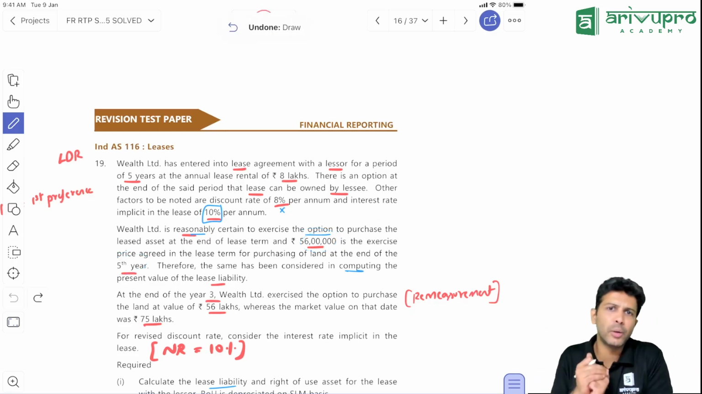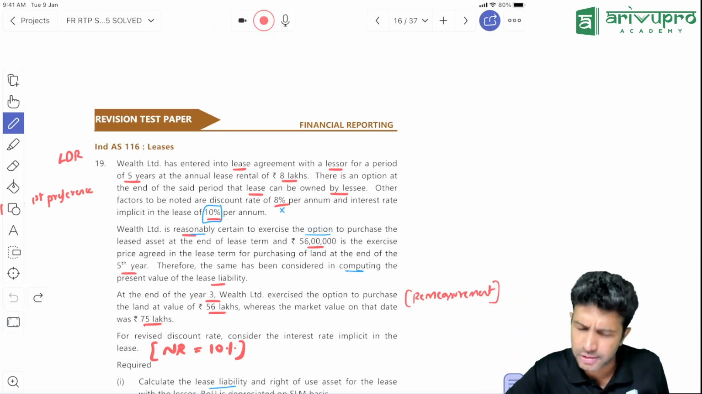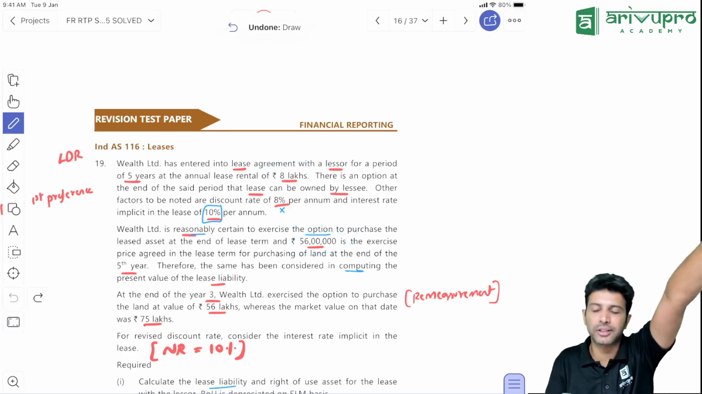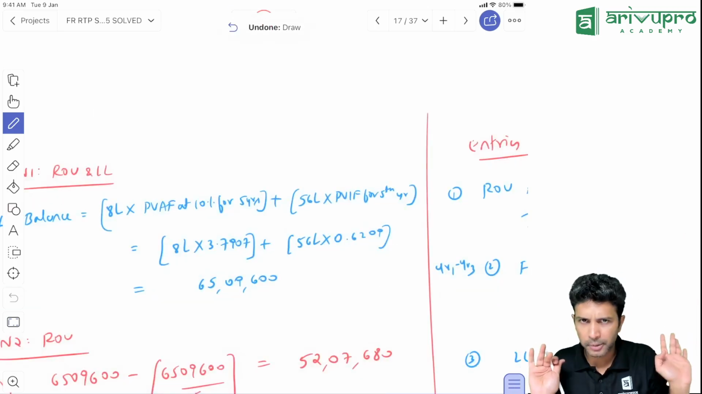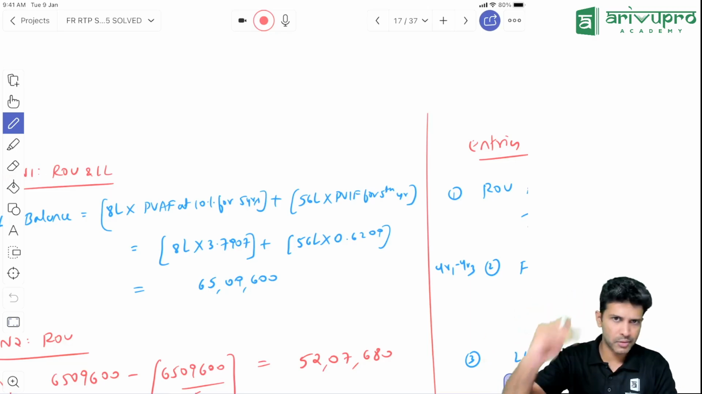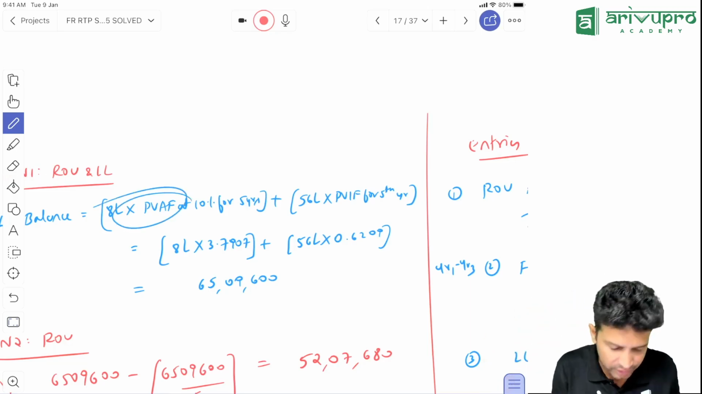So initially when we are doing the accounting, what will be the thought process? 5 years we have to pay lease rental of 8 lakh. In the 5th year we will pay 56 lakh and we'll buy off the asset. That was the thought process. That changed later on. When it changes, what to do, we'll see later. First, we will do the initial part. So 8 lakh is coming every year.